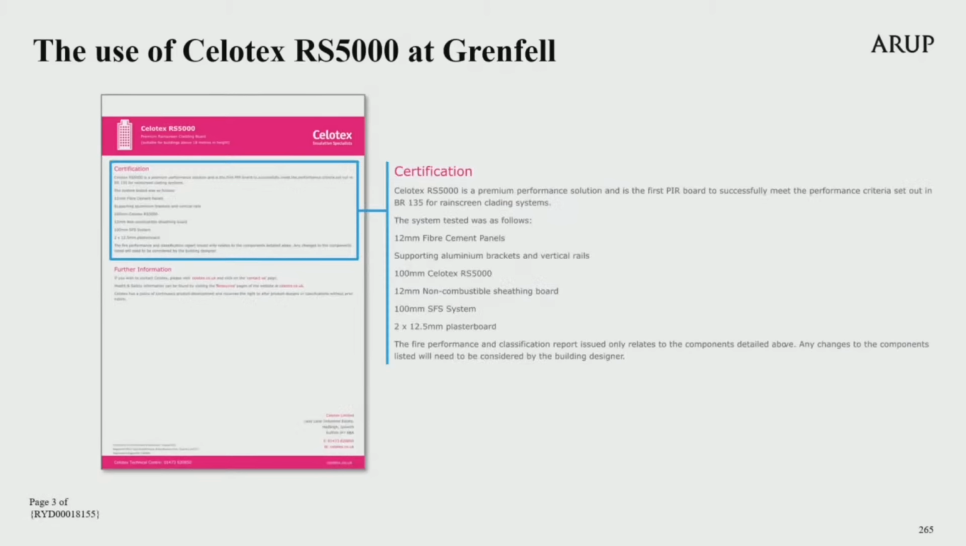Page 3 of the datasheet provides the following description of the Celotex assembly that was stated as tested and formed part of the classification report. That system was not installed on Grenfell Tower.